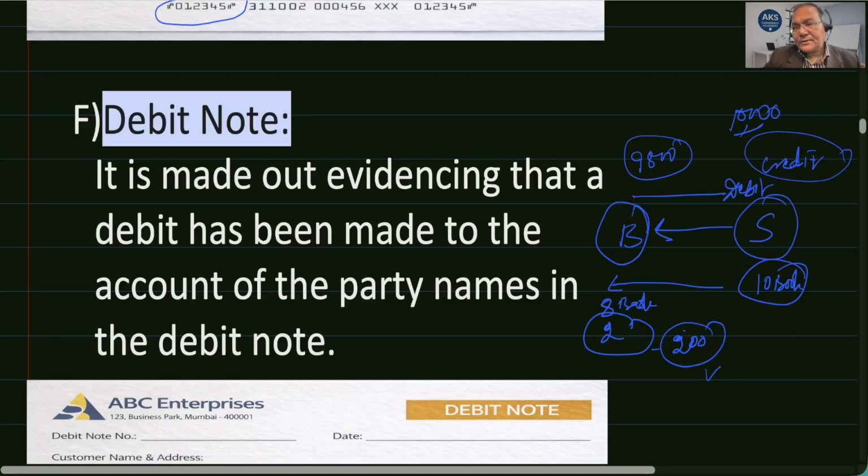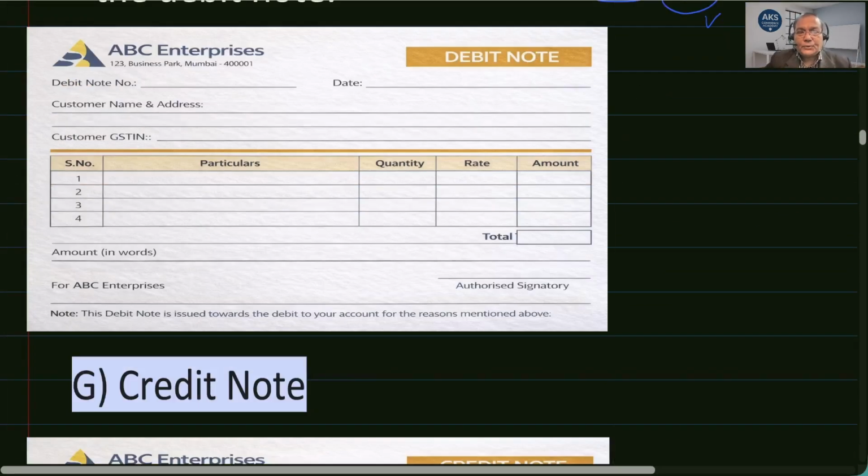I hope this is understood. And how does the debit note appear? It has the particulars: quantity, rate, amount, how much the debit note is for, how many books are not in good condition, and every detail is written here, signed and sent to the seller, so that the seller also makes the entry accordingly in his books of account. I hope this is clear. So this is a debit note.